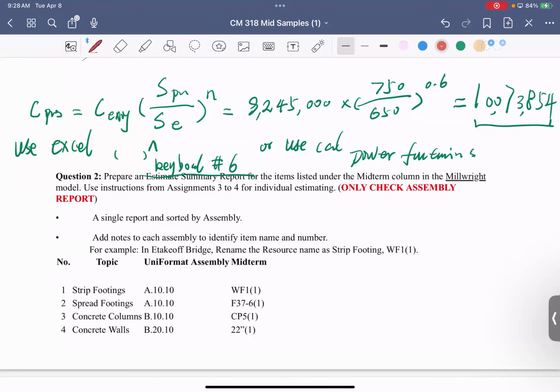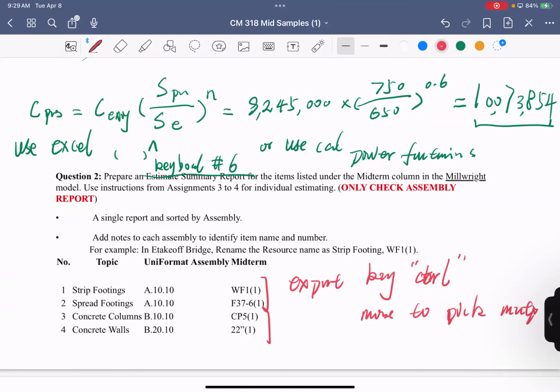I believe this only costs you about 5 minutes. So you know how to export those combined, right? Using the keyboard key Control with your mouse to pick multiple items, right? So let's take a look at this one.